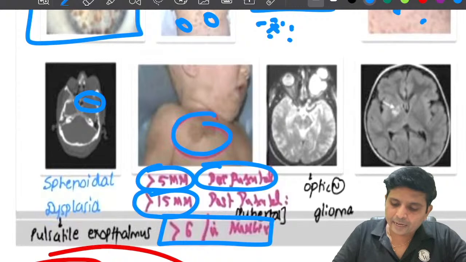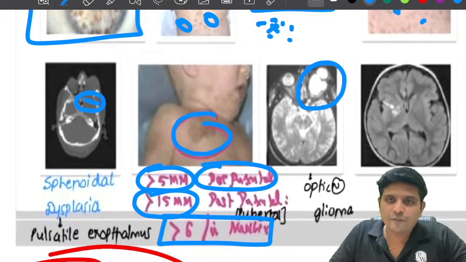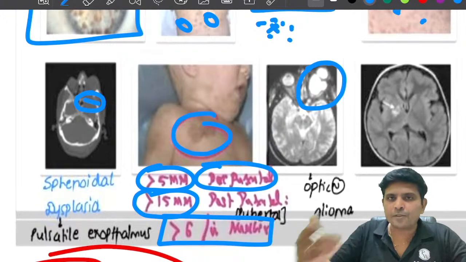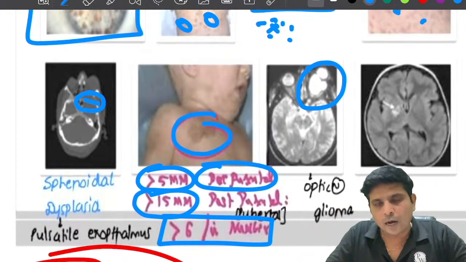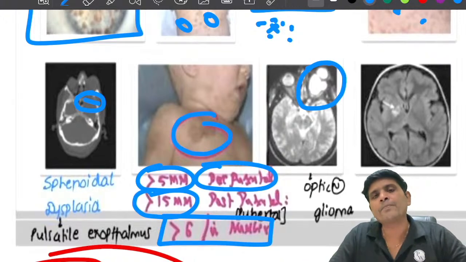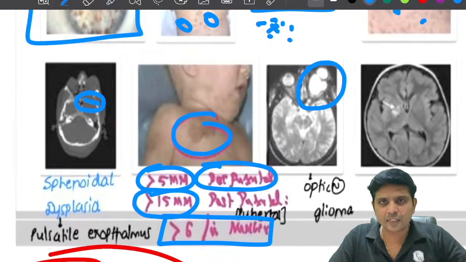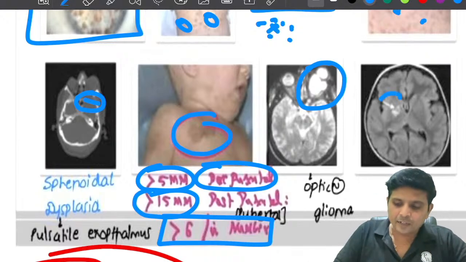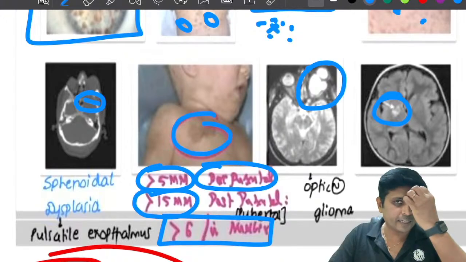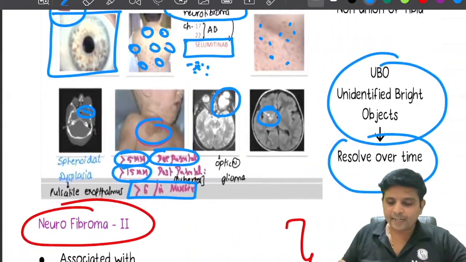And what is this? Neurofibroma patients are prone to optic gliomas. So a known case of neurofibroma that comes with blindness or proptosis, you need to think in terms of optic nerve glioma. That's why periodic MRI is mandatory in known patients with neurofibroma. And what is this? These are nothing but unidentified bright objects, which don't carry any significance.